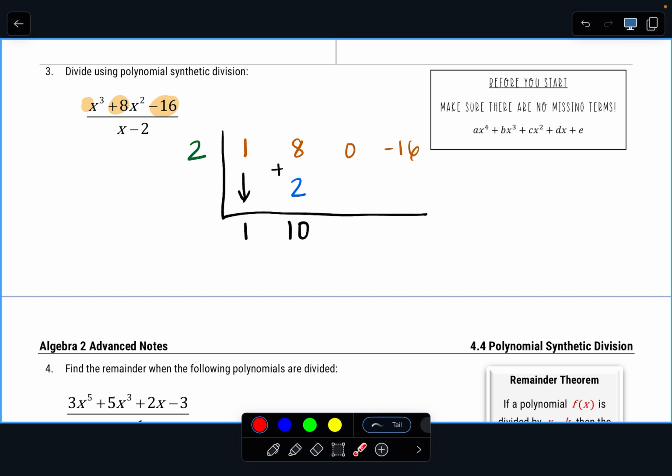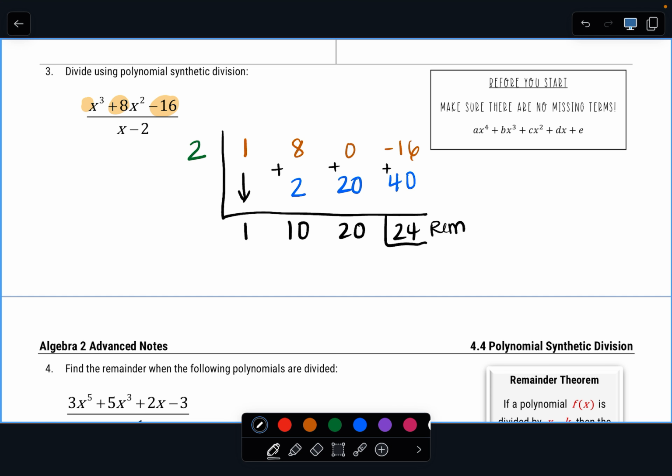And then we repeat. 2 times 10 is what? 20. And then we add, what's 20 plus 0? 20. And then we're going to do the same thing. I'm going to take 2 times 20, and I'm going to put it here. What's 2 times 20? 40. And then here, I know I say plus, but if you have a positive and a negative, you can think of it as minus because one's negative. What's 40 minus 16? 24. So this 24 is going to end up being my remainder.